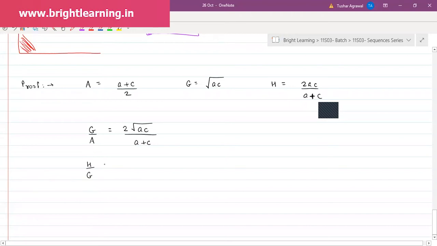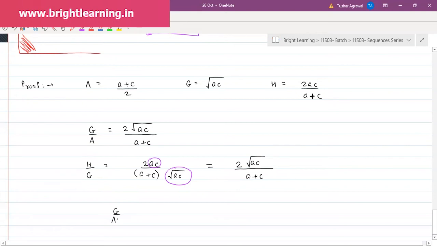H upon G is equal to, H is twice AC upon A plus C, this thing divided by root AC. So can I cancel this thing? Means this is not exact cancellation. This AC is the square of the denominator. So 1 root I can cancel out. The numerator AC is actually root AC, 2 times. So just 1 root will remain. Got it? So sir, G upon A is equal to H upon G.